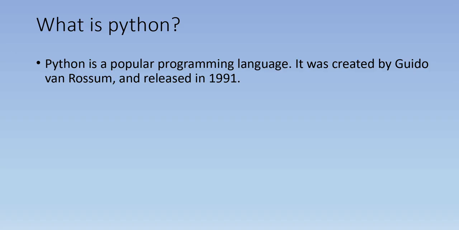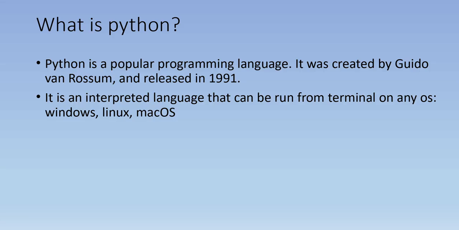Python is a popular programming language and the author of Python is Guido van Rossum. It was released in 1991. It's an interpreted language, which means that you enter a line of code, press enter on the terminal, and the interpreter of Python translates it and shows an error if there is one, or if there is no error, it displays the output of that line.